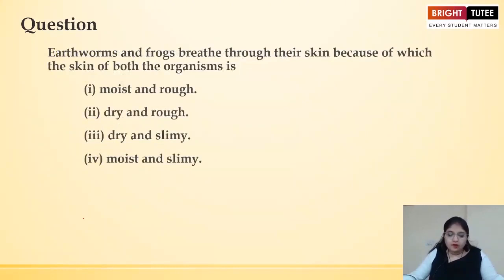Earthworms and frogs breathe through their skin, because of which the skin of both the organisms is moist and rough, dry and rough, dry and slimy, or moist and slimy. So the skin is moist and slimy so that the exchange of gases can take place through the skin quite easily.